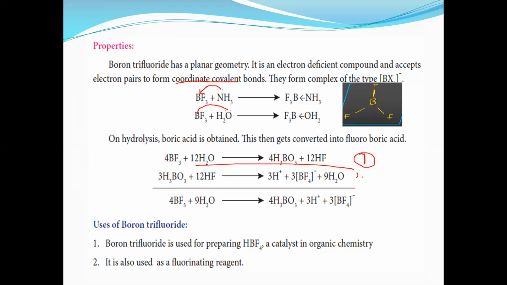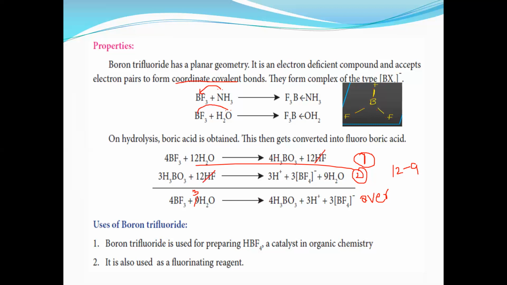So this is the second step. So this is the overall reaction. So last one is the overall reaction. So here 4BF3 is there, so we need to write 4BF3. Here 12 water molecules are there, and here 9. So 12 minus 9 we are getting 3, so we need to write 3 water molecules. So here 12 HF, and the 12 HF cancel each other.